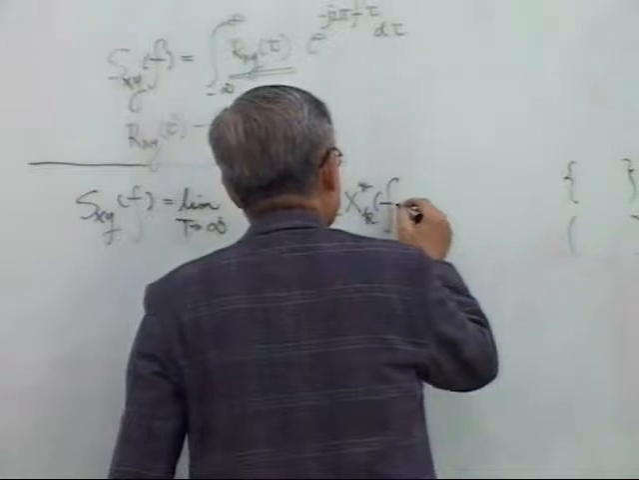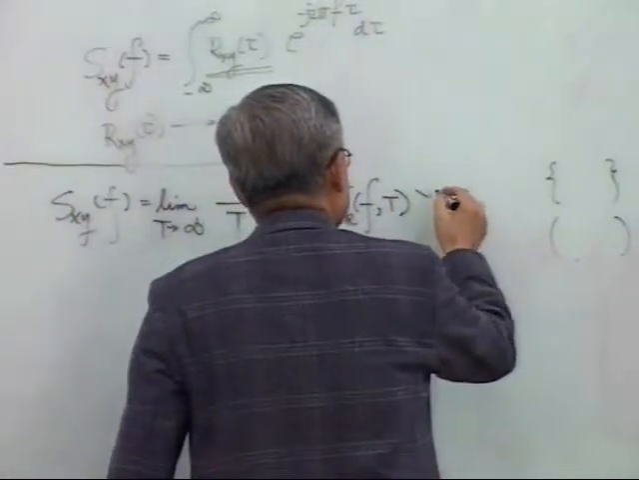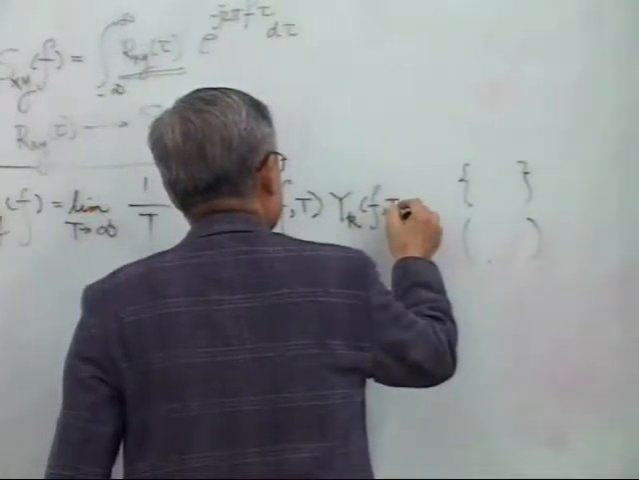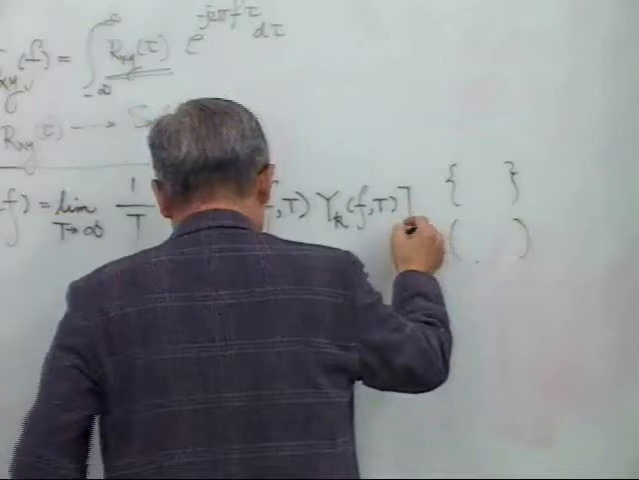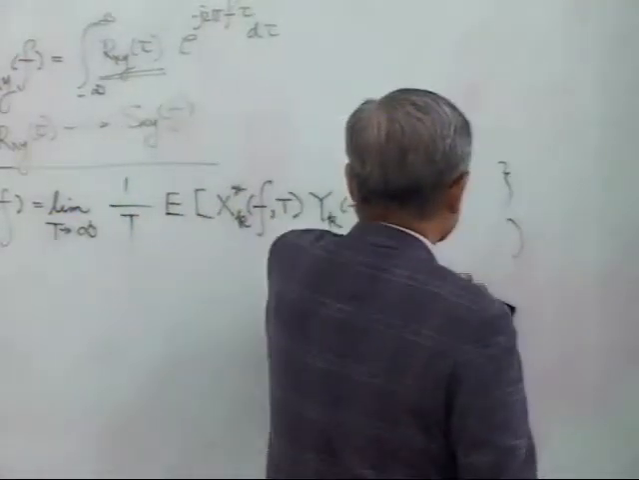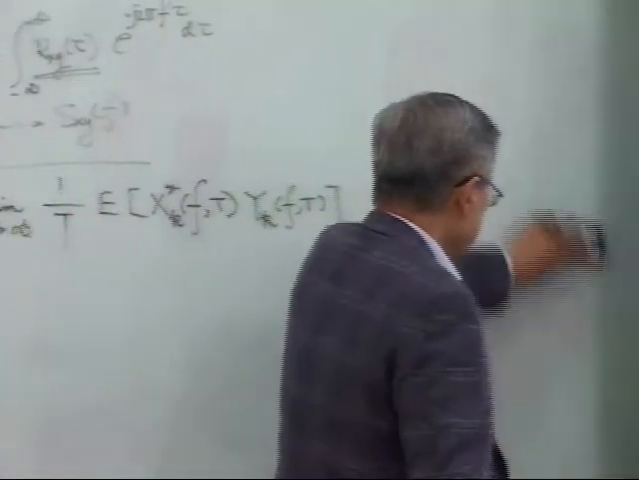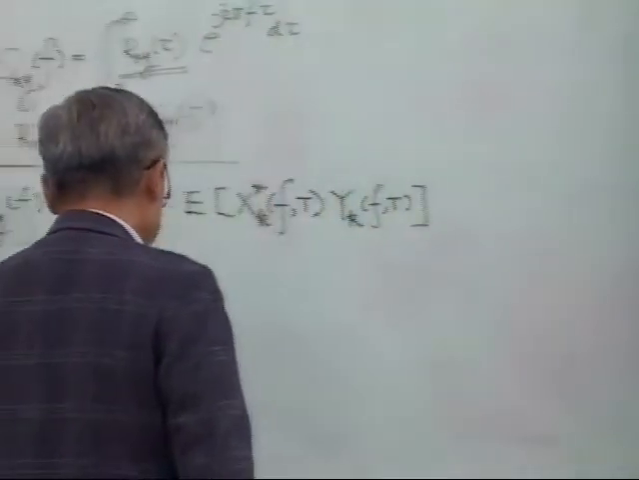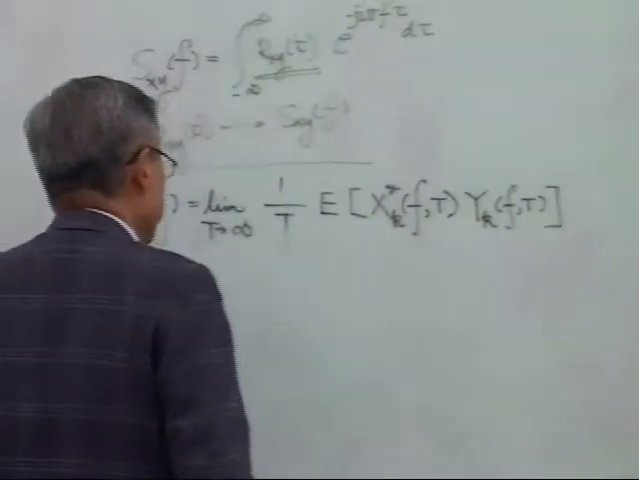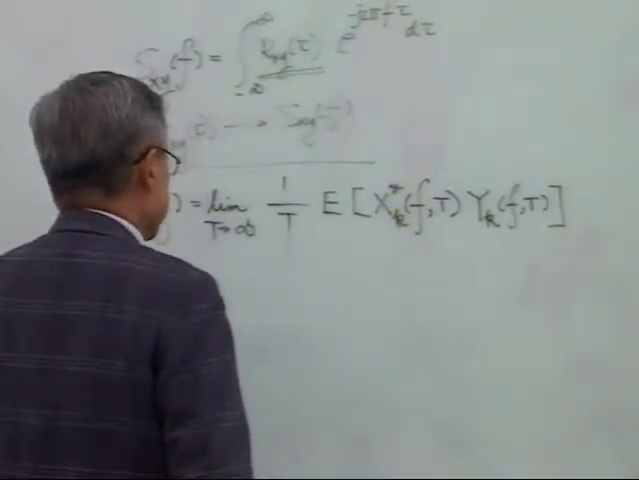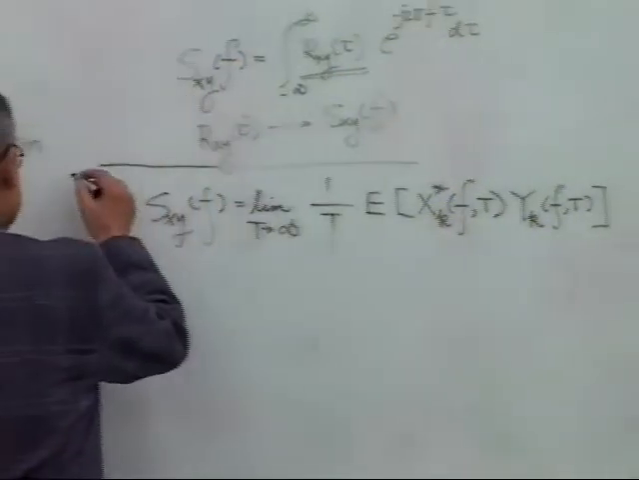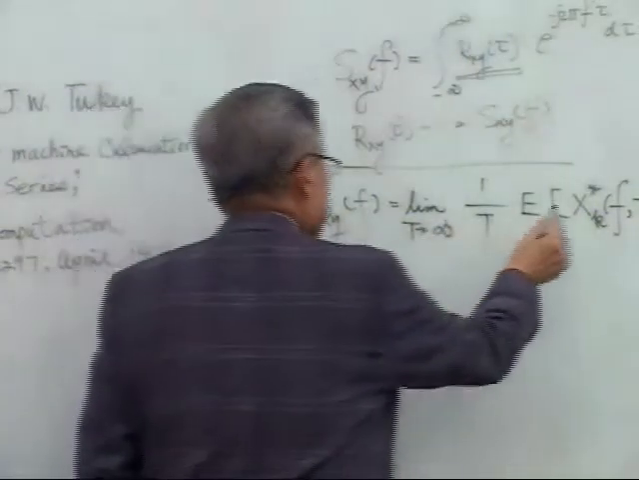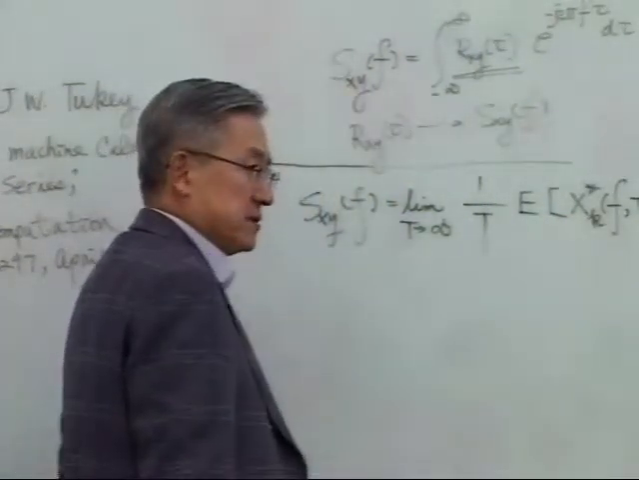f, t, and Yk f t in that function. It's a defining process, then equivalence with the Fourier transform of Rxy is proved by Wiener-Khinchin relationship. It's defined. So this star is conjugate.